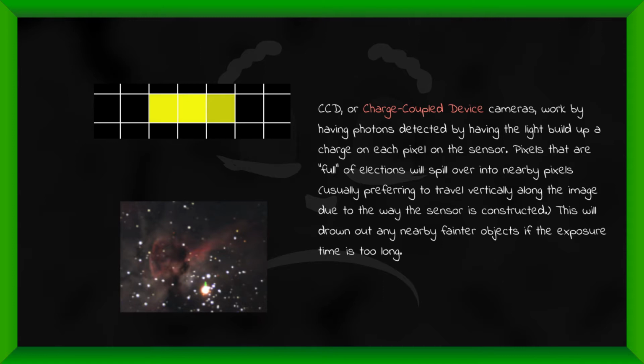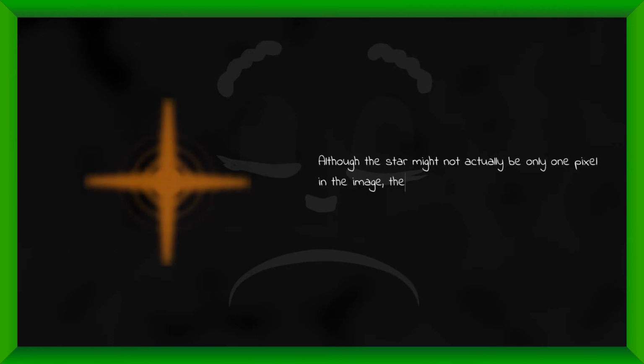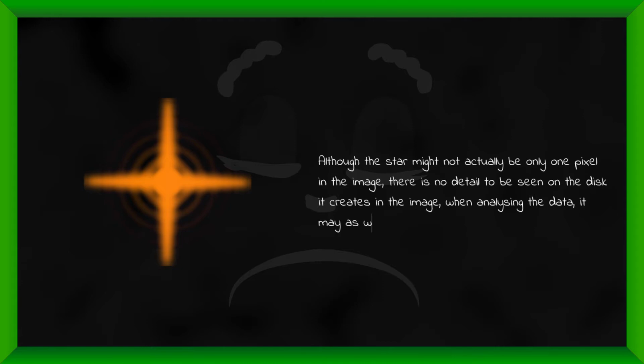However, because of this, if there is a very faint object next to a very bright object, they will often be drowned out in the image. So while the star might not actually only be 1 pixel in the image, there is no actual detail that can be seen in the disk it creates. When we're trying to analyze the data, it may as well only be 1 pixel.